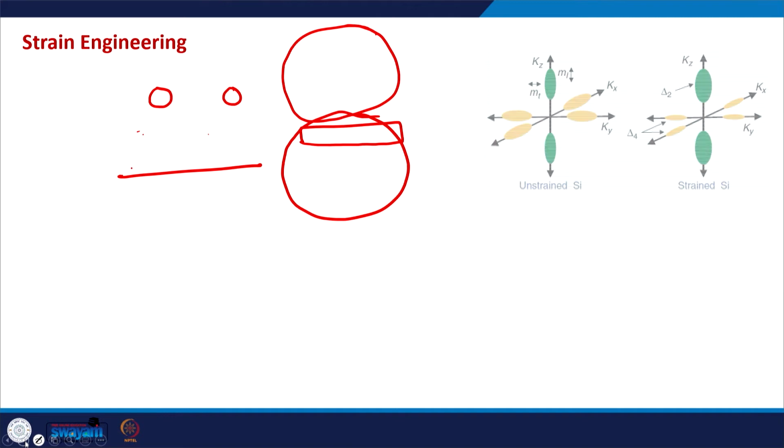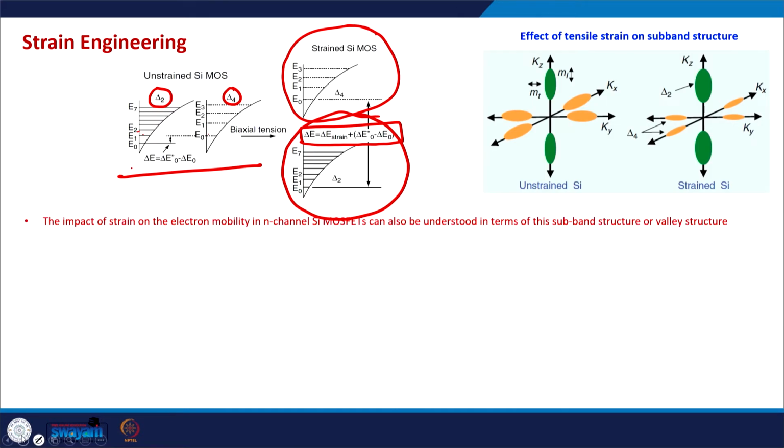But now, because of the stress as well, the degeneracy is further lifted. The 4 valleys are even higher in energy values as compared to the 2 valleys now. Okay, this is one thing that happens. Second, these are the ellipsoids after the strain is applied on silicon.